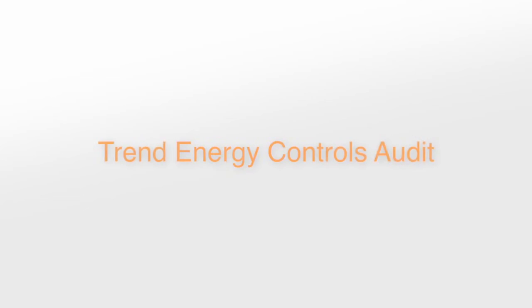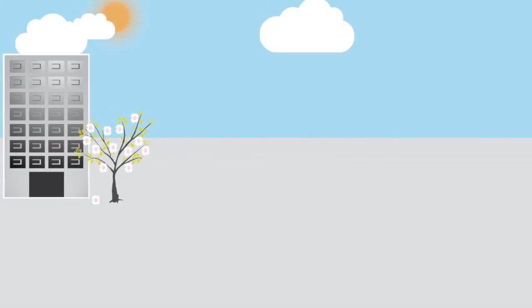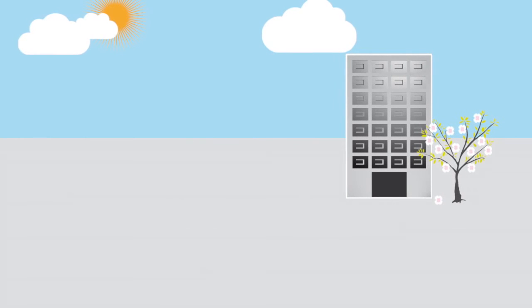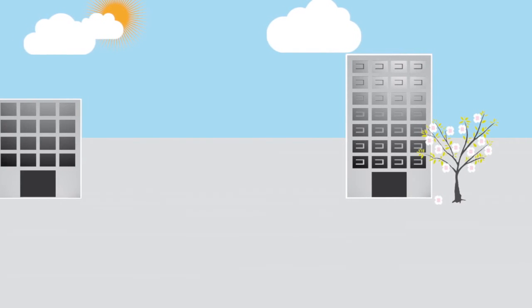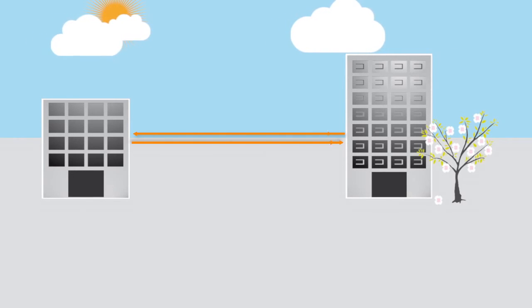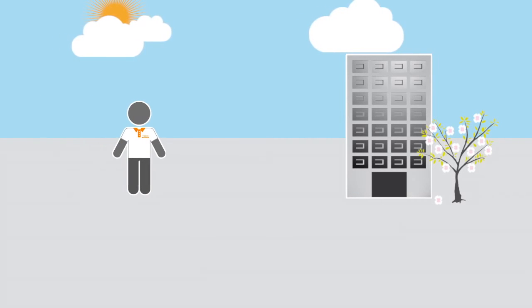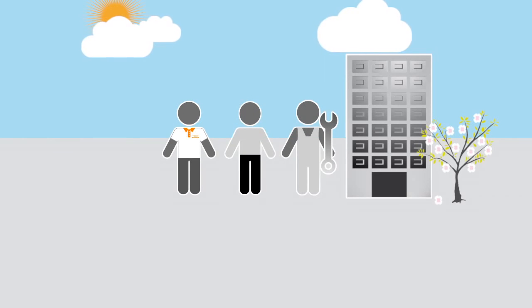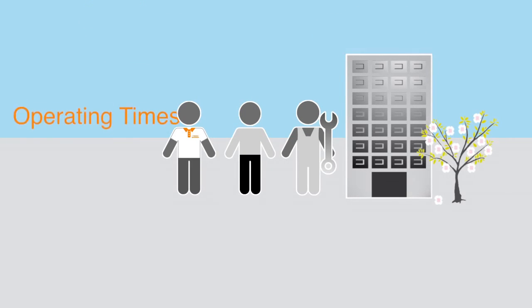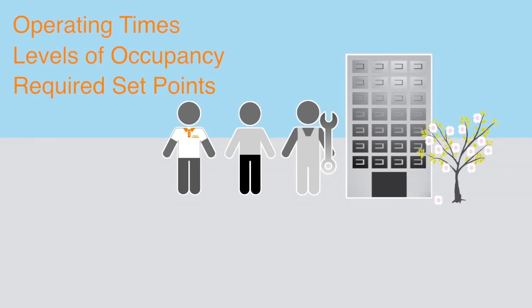A Trend Energy Controls Audit is designed to review the way a building is used and will identify energy-saving opportunities. If the building has a remote access facility, Trend can remotely collate detailed information about the way it operates, even before an energy engineer goes on site. Remote access or not, an engineer will meet with the facility's manager and any other relevant maintenance staff members to determine local issues such as operating times, level of occupancy, required set points.